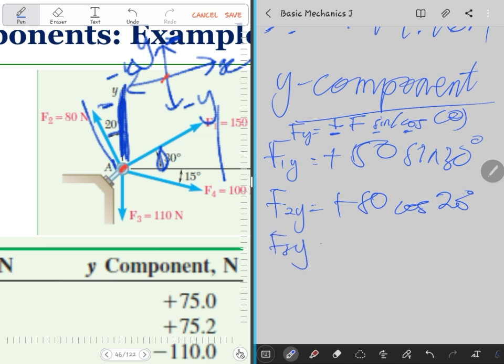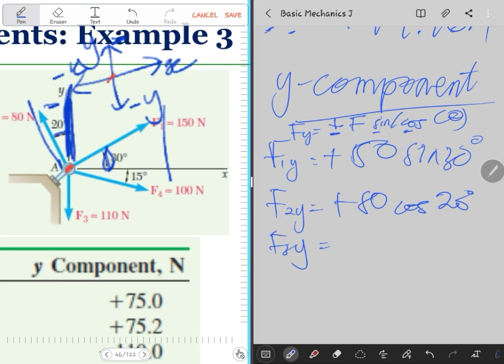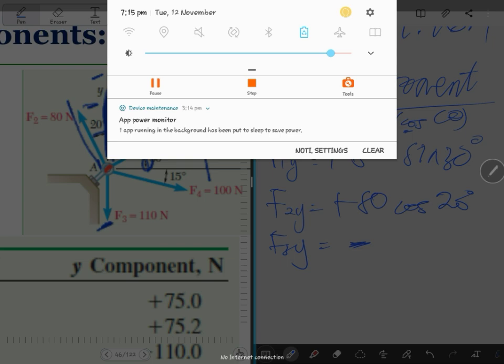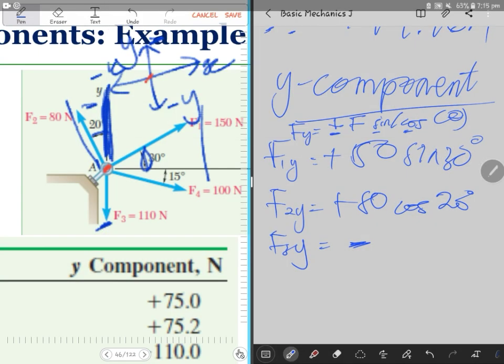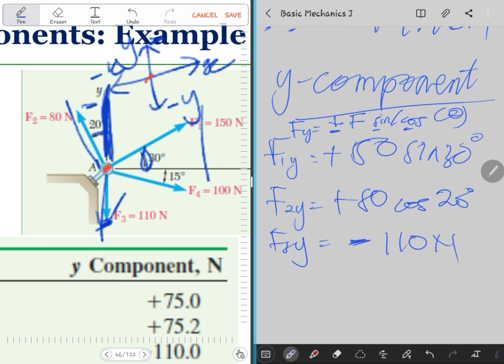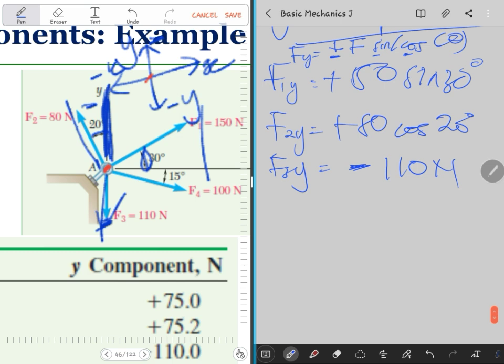F3y, right? Looking at F3y, the y component is here, negative. And then the magnitude of the force is 110 because it's lying just along the y-axis. The angle to the y-axis is 0. It's actually on the y-axis, they're in the same direction. It doesn't make an angle with it, so we just write the full force, 110.